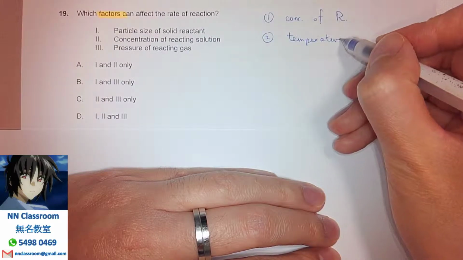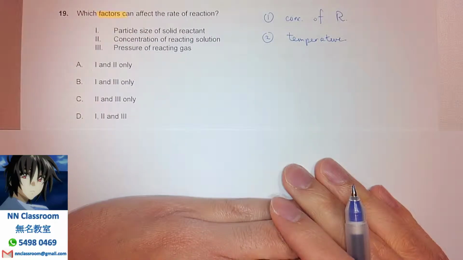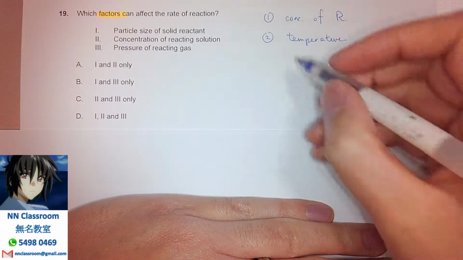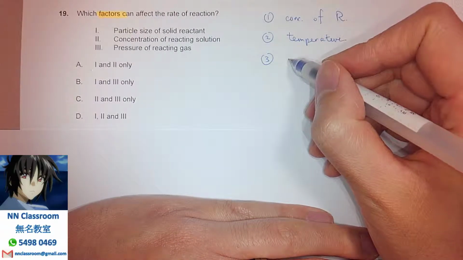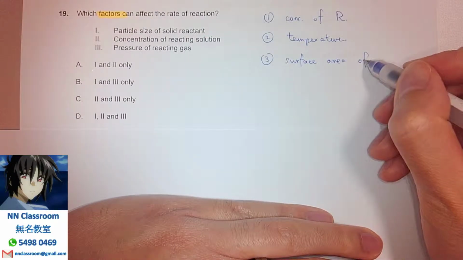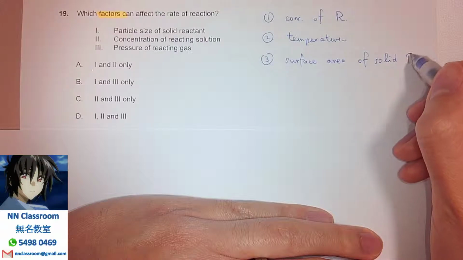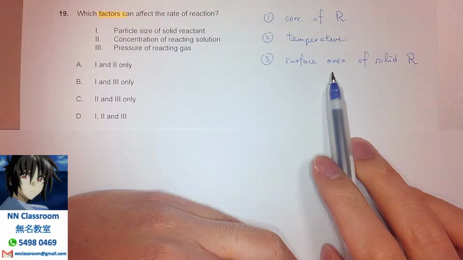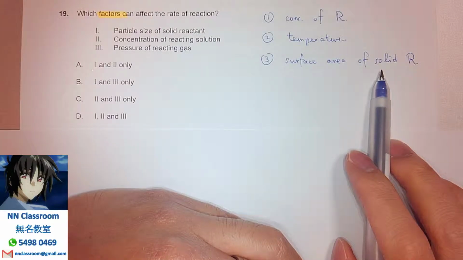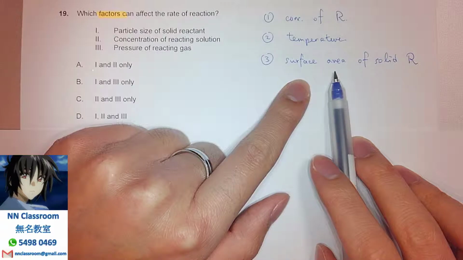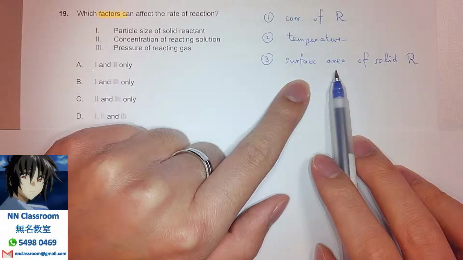Temperature affects kinetic energy, so it affects the frequency of collision, right? And the third one is the surface area of solid reactant. Again, only reactant is meaningful. Exposed surface area is also really important for solids, as questions normally describe it as using granules versus powder form, and in fact powder form should have a faster rate of reaction.